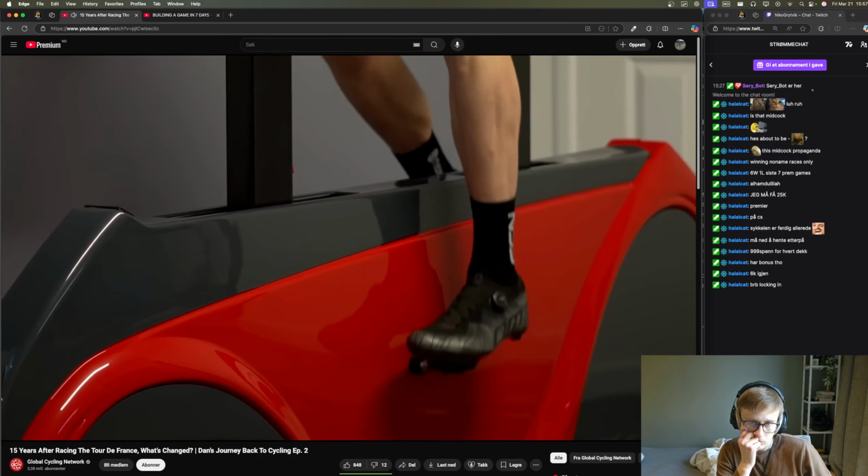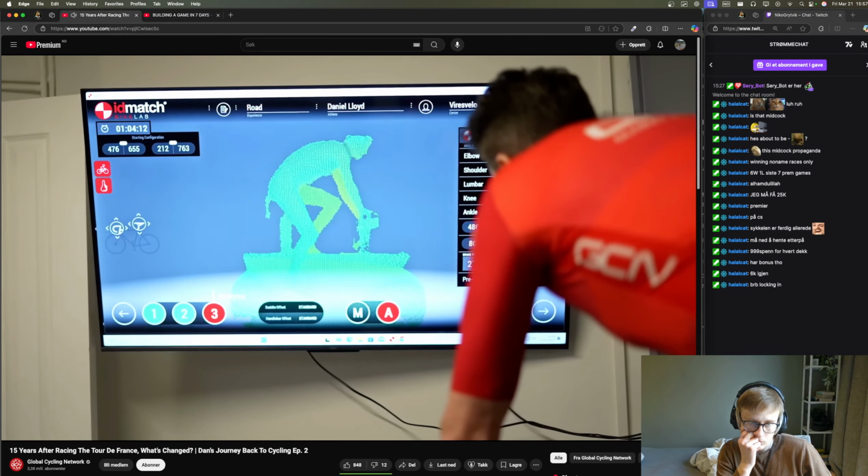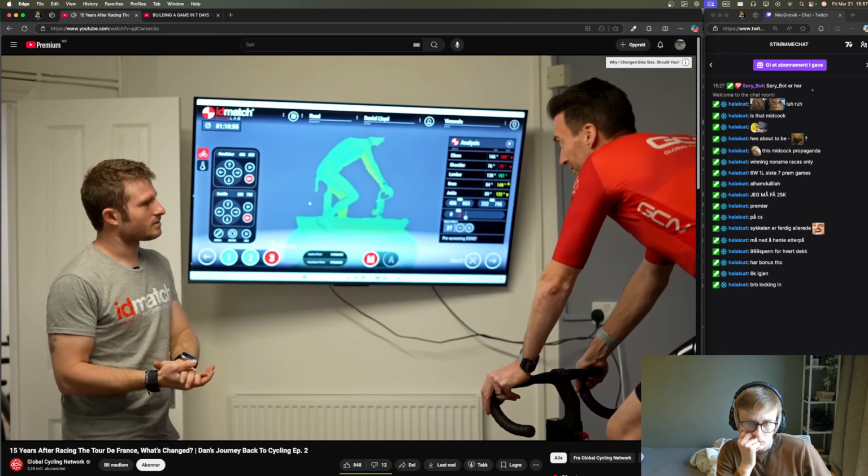As I ride the ID Match, it will move millimetre by millimetre using its AI software to calculate a fit that will work for me. It's constantly watching and learning in real time how I personally behave on the bike. So, position does feel like it's changed a little bit, and you've been measuring and analysing the pressure on the saddle. Let's start with the position.